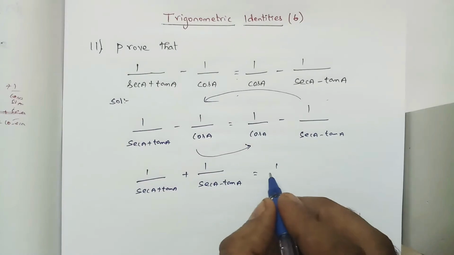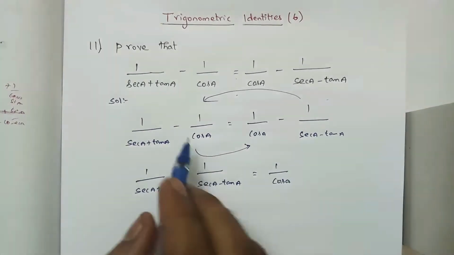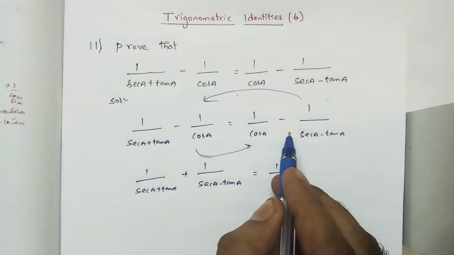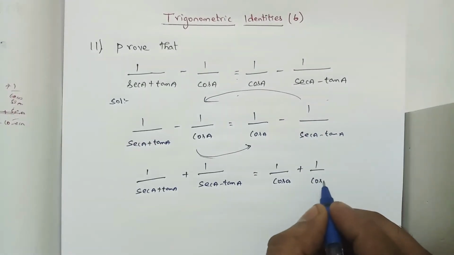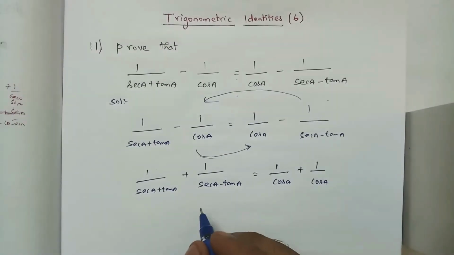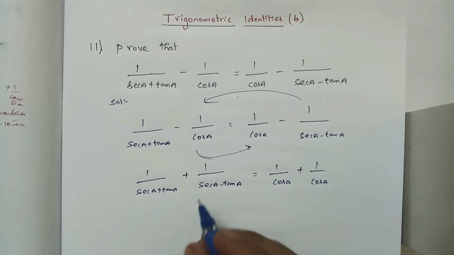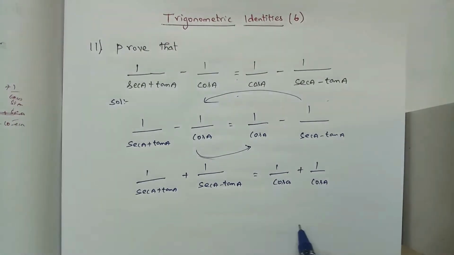1 by cos a, 1 by cos a, right? This minus 1 by cos a, taking to the RHS, will become plus 1 by cos a. While simplifying, I'm going to take LHS separately and RHS separately, and within 3 to 4 steps we'll get the solution.